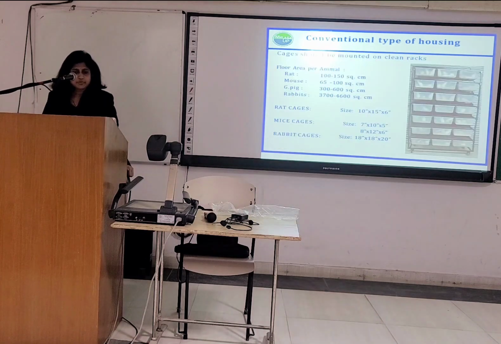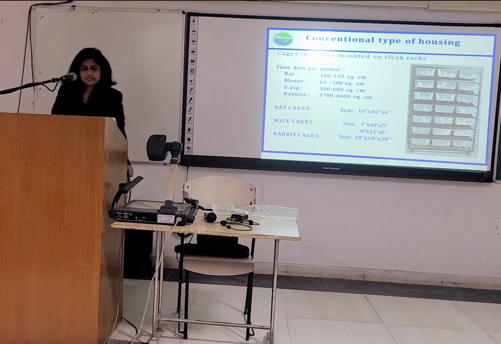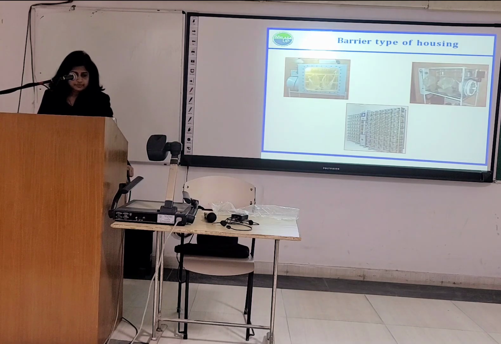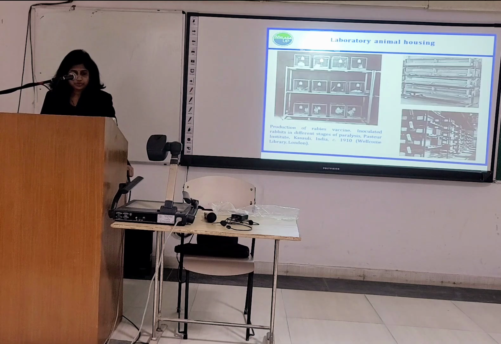Then conventional type of housing. In conventional type of housing, the cages should be mounted on clean racks. The floor area per animal requirement is different for different species. For rats, mouse, guinea pig, rabbits, these are different, and the cage dimensions are also different for them. These are some of the pics for barrier type of housing used for accommodating germ-free animals.